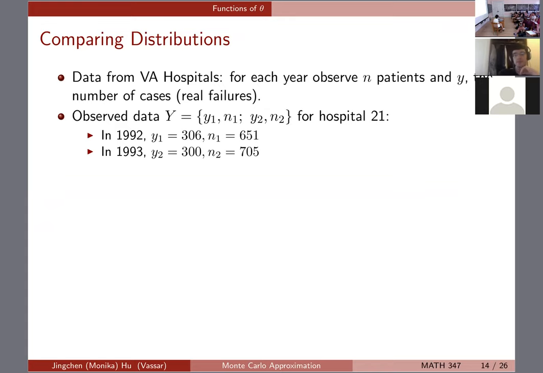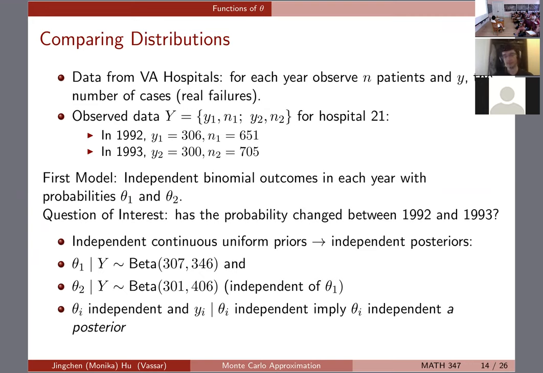1993. So now, instead of just looking at them individually, within each year, if I want to compare the rate across the two years, then I might come up with a model saying that I'm now going to assume two different independent binomial distributions, one for 1992 and the other for 1993. And then in this case, it will be much easier if we do the Monte Carlo approximation. So let me just rephrase the problem a little bit. Here we got data from the VA hospitals, and we want to know the failure rates for two years.